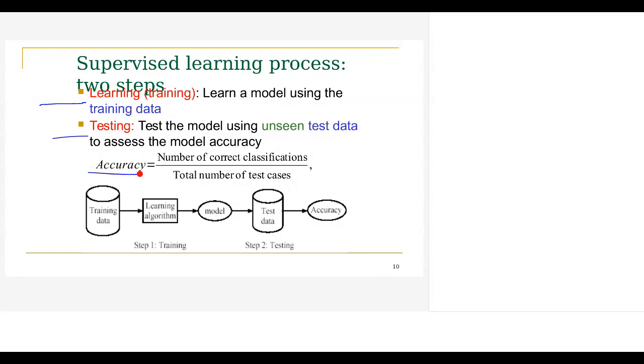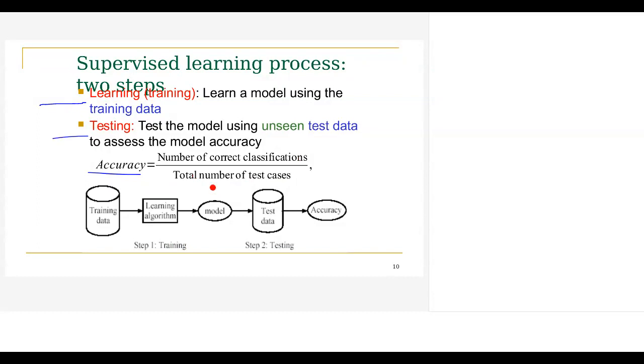So what is accuracy then? How accurate is our model? It is the number of correct classifications divided by the total number of test cases.